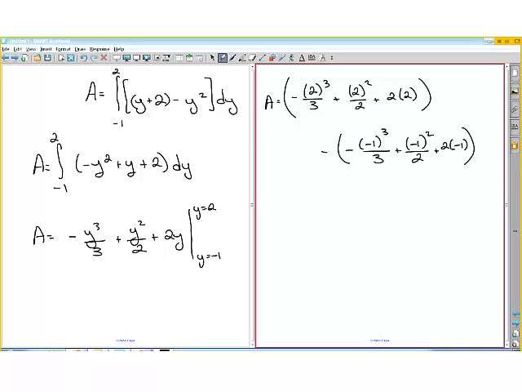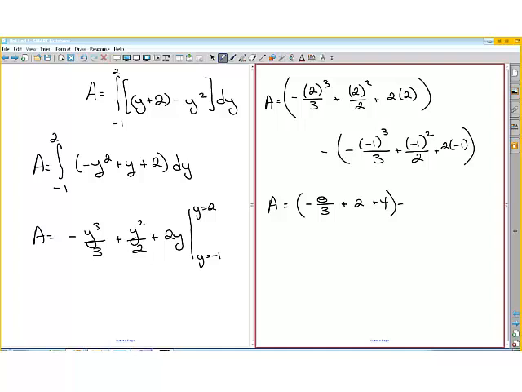So let's go ahead and just multiply everything out first. 2 cubed is 8, so we get 8/3. 2 squared is 4, 4 divided by 2 is 2. Then we have plus 2 times 2, which is 4. So that's the first part.